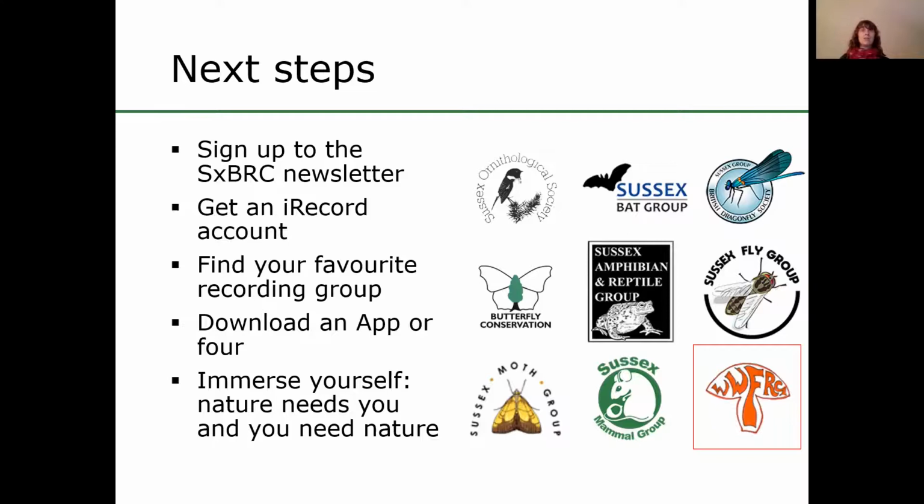When we're all allowed to go out and see each other again, there'll be field events. So you can join up with different groups and find the group that does the thing that you're most interested in. There's other apps you can download, like the butterfly app, there's ladybird apps, grasshopper apps, all sorts of different things. But my really key thing is, do go out there, do immerse yourself in this stuff. It's really good for you.